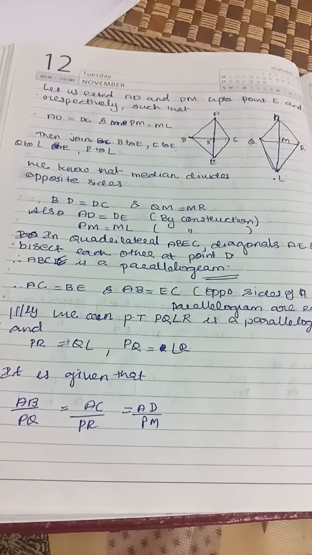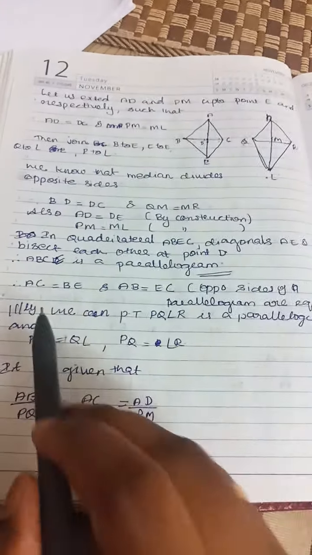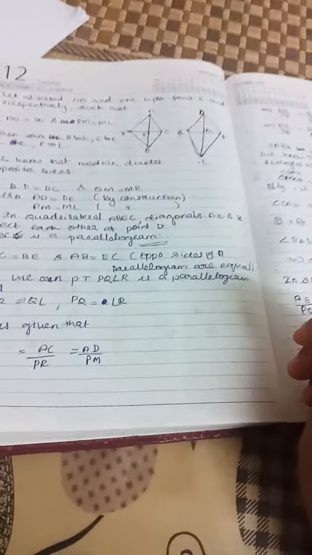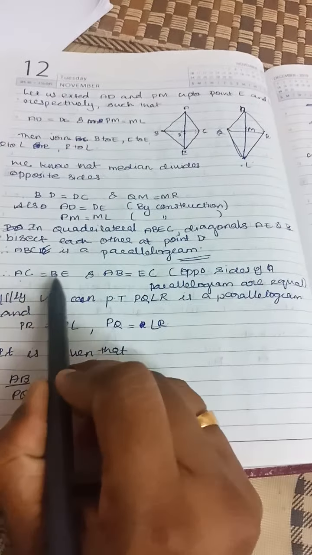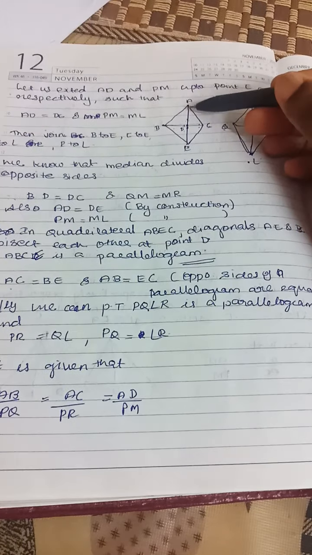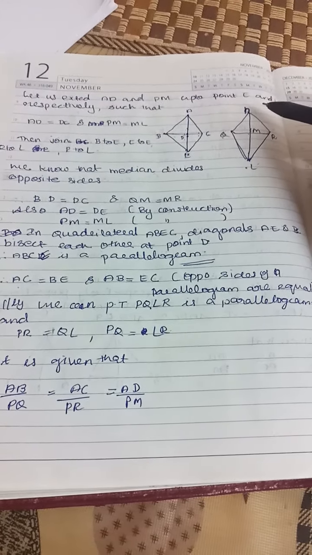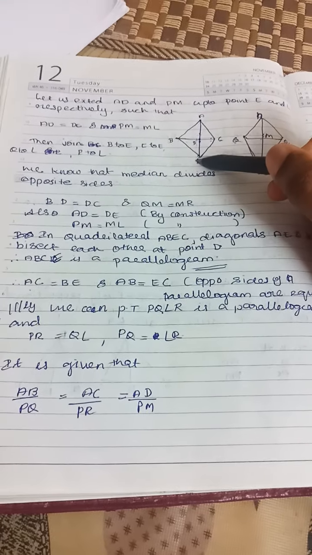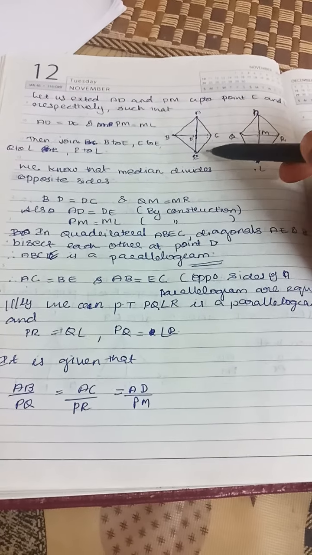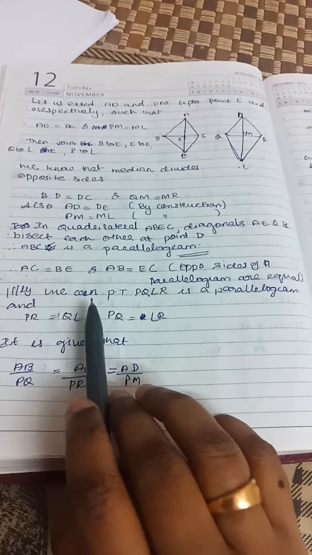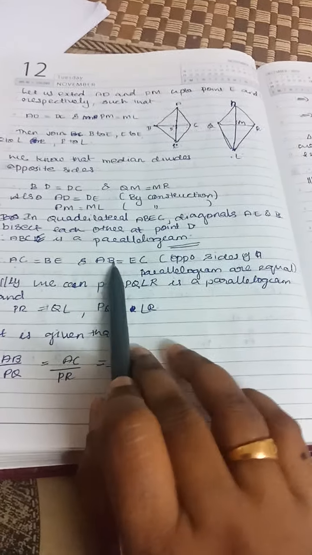Okay, so ABCE is a parallelogram. So we can write AC is equal to... what is the property of a parallelogram? Opposite sides should be equal. AC is equal to BE. Again AB, this side, is also equal to EC. So we can write here: opposite sides of the parallelogram are equal. So we have written this statement.